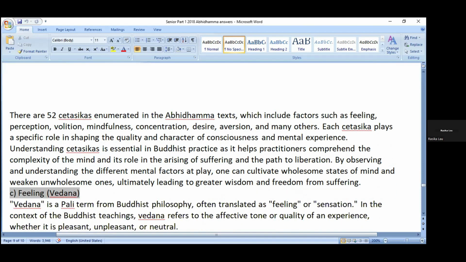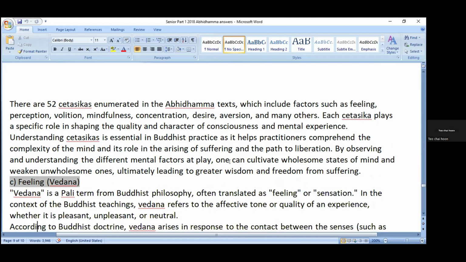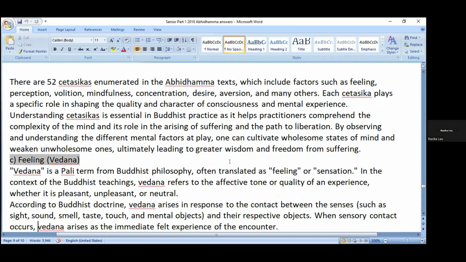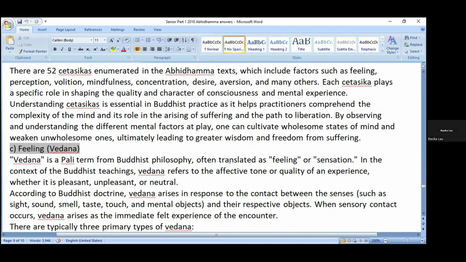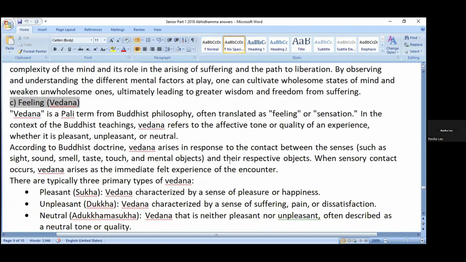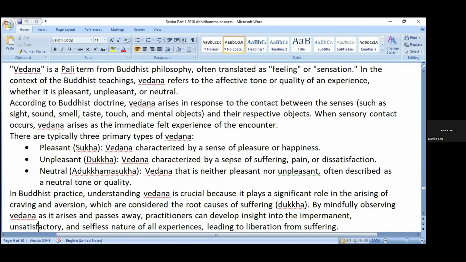Good try, good. So it's the affective quality of experience, whether pleasant, unpleasant, or neutral. So Vedana arises in response to contact between the senses. So remember how this feeling starts. There is contact between the senses, whichever, like sight, sound, smell, taste, touch, or mental objects. So when sensory contact occurs, Vedana arises as the immediate self-experience of the encounter. Okay? So talk about 3 types: pleasant, unpleasant, and neutral. Okay, so that is sufficient for you.